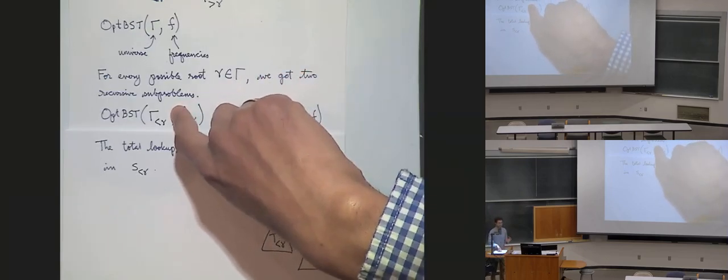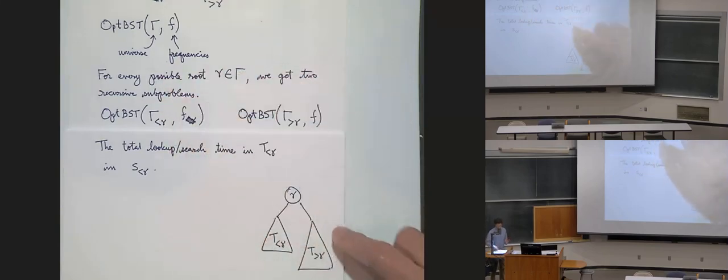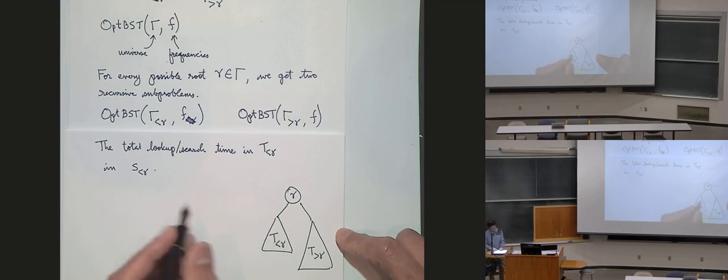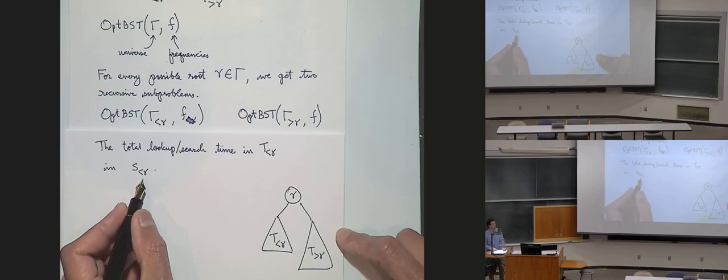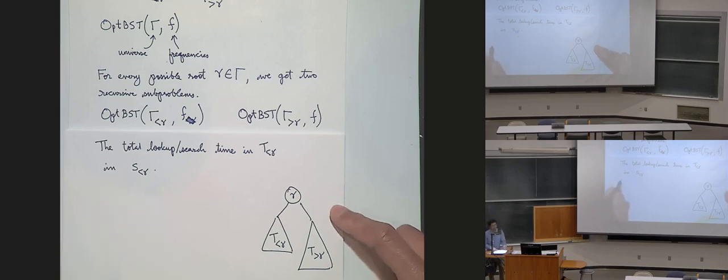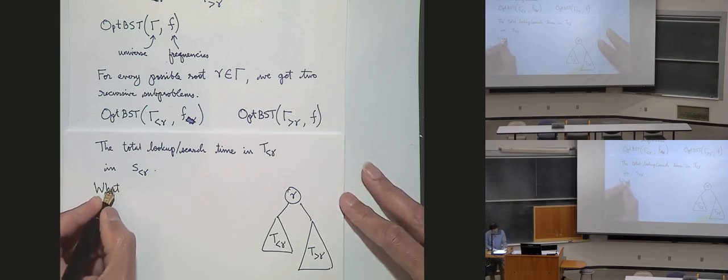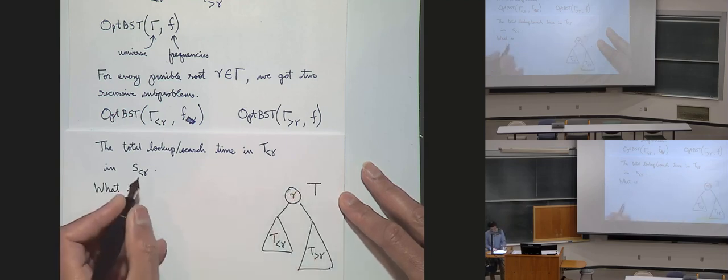Make sense? That's just saying that if you searched in this tree, that is the total lookup time for all of these characters. For all the less than gamma characters, it is the total lookup time over all the frequency in that tree. But this tree is only a portion of the actual big tree. So here's my question. Let's refer to this entire tree as T.